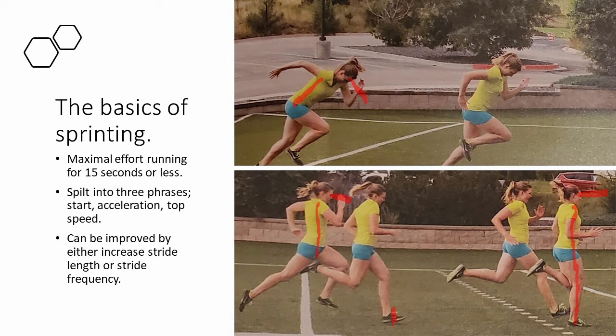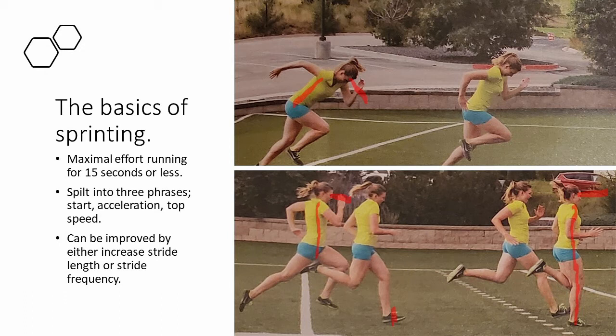As you can see, during the start, the sprinter is looking down. You have a very horizontal back angle. And the toe strike is actually going to be in front of where the hips and the shoulders are.